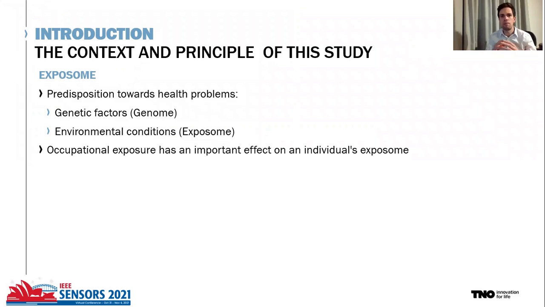A lot of research has been conducted to determine factors that can influence the predisposition towards health problems of an individual. The term genome gathers all the genetic factors that can increase the likeliness of suffering from a disease, whereas the term exposome refers to the totality of environmental exposures accumulating throughout the lifetime of an individual with a negative health impact. Since occupational exposure has an important effect on the individual's health, a proper characterization becomes essential to reduce its negative impact.